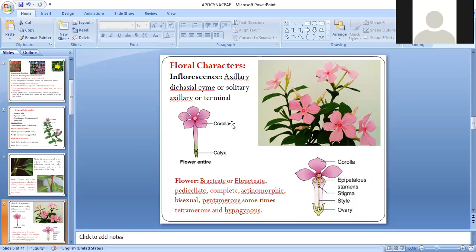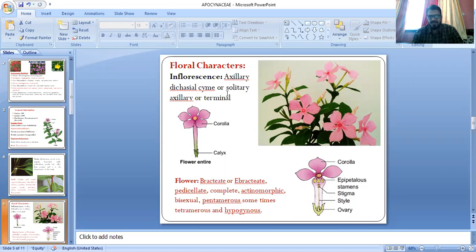Sometimes solitary single. यहाँ पर diaxial cyme भी है, but sometimes in some species the inflorescence is solitary axillary, means formation of one flower from the axis of the leaf, that is solitary axillary, or formation of one flower at the tip of the stem, that is solitary terminal. These type of inflorescence are found in the family Apocynaceae, that is axillary diaxial cyme or solitary axillary or solitary terminal.